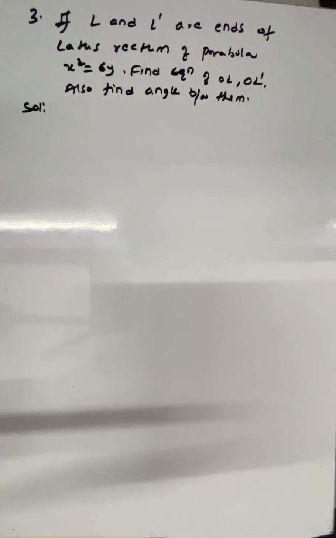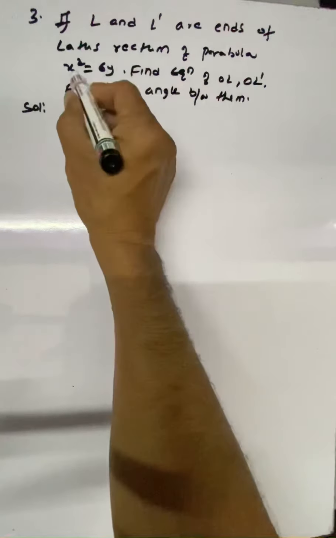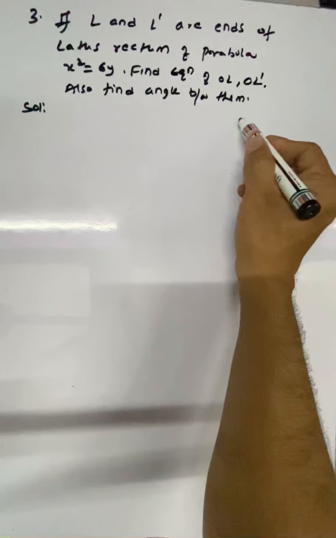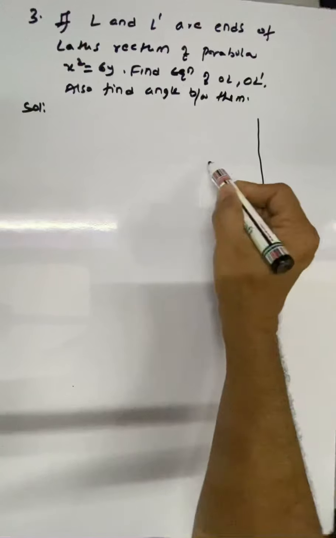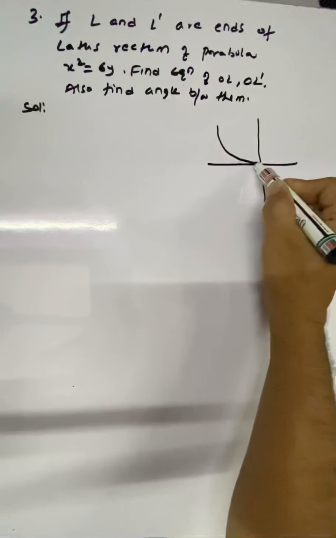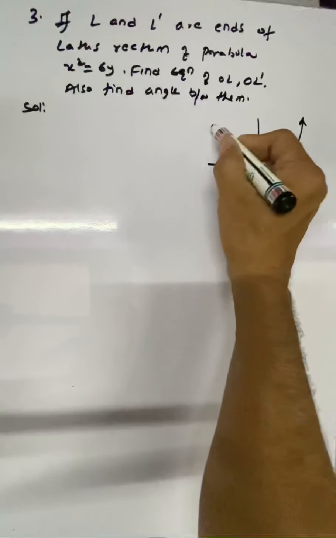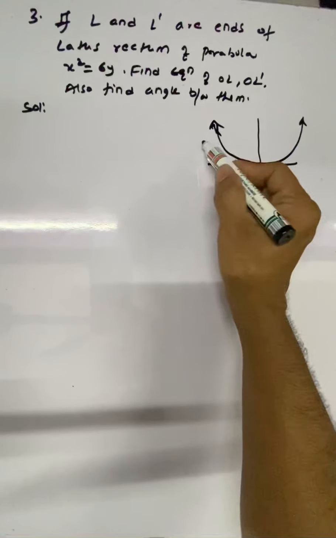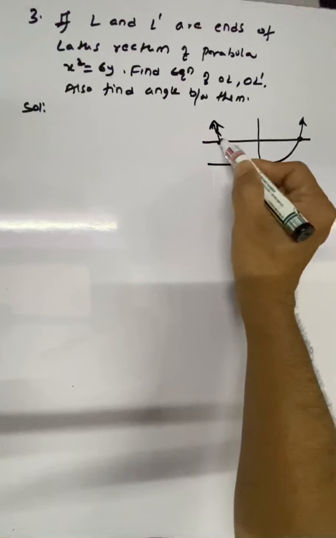L and L dash are ends of latus rectum. So what I told you earlier, ends of latus rectum. Here the equation of the parabola is x square equal to 6y. X square parabolas are U type parabolas, whereas y square parabolas are C type parabolas. In this one, latus rectum, ends of latus rectum, L, L dash.